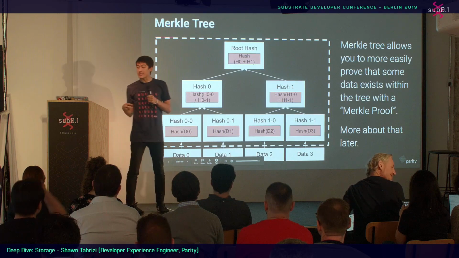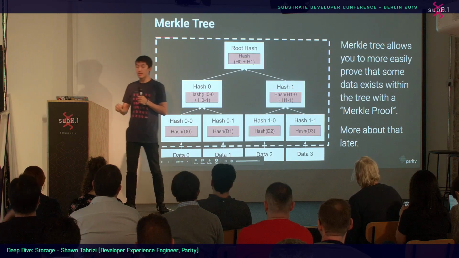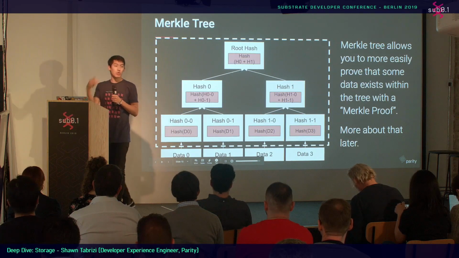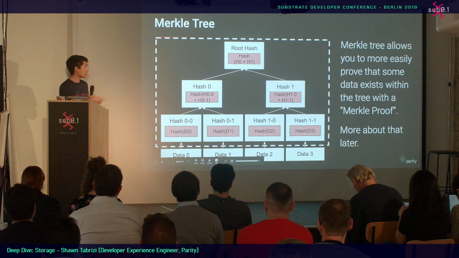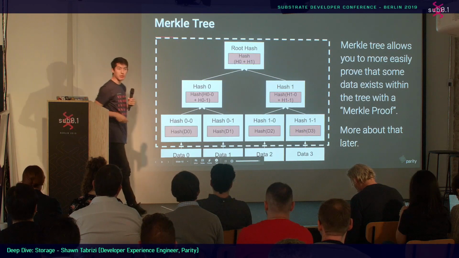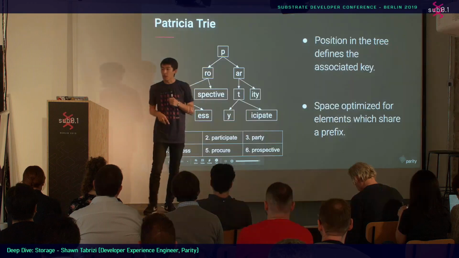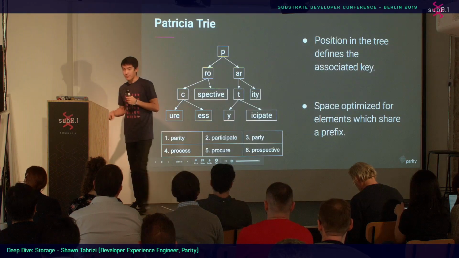Merkle trees allow you to more easily prove that some data exists within the tree with a Merkle proof. And again, we'll go back into that a little bit later. But this is something that, if you're in the blockchain space, you're pretty familiar with, hopefully. Then we also have a Patricia trie.